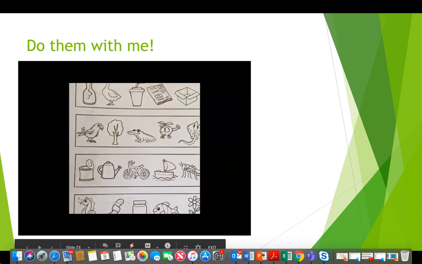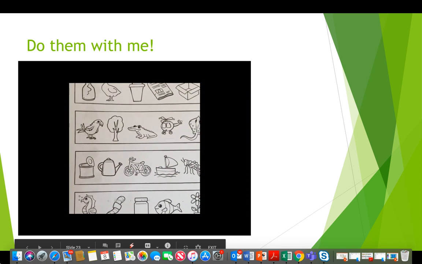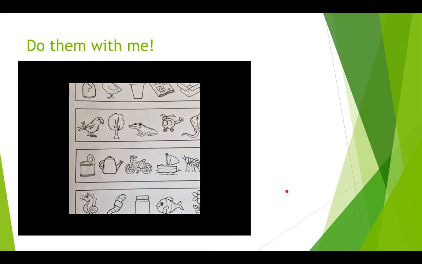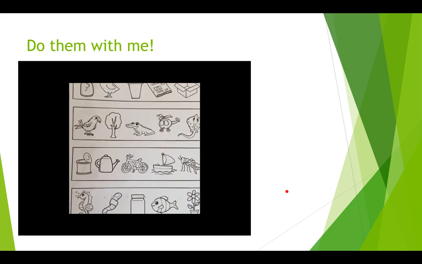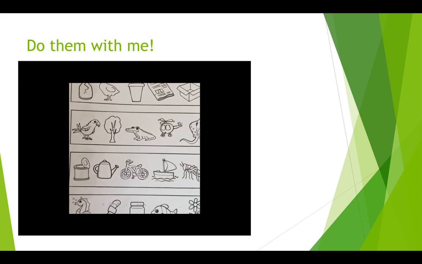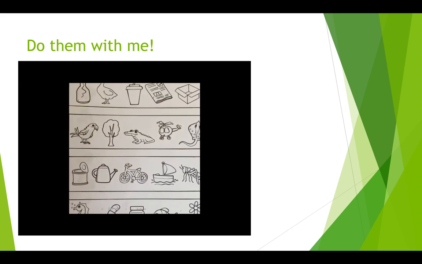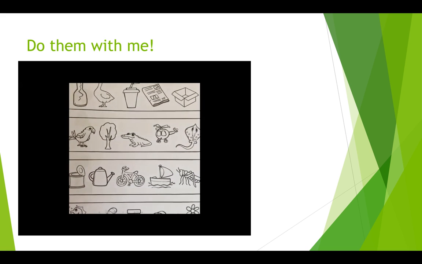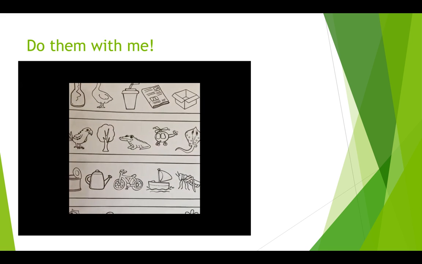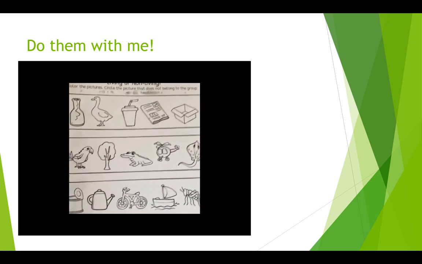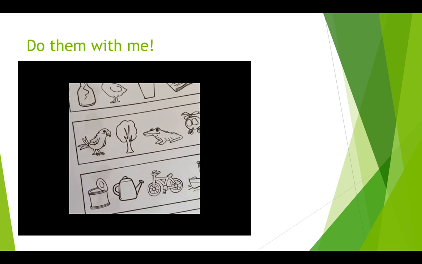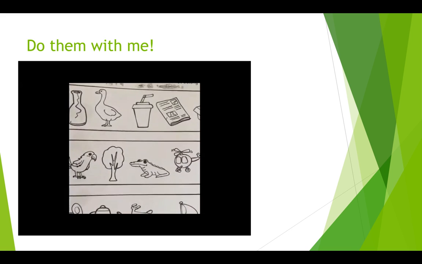All right, so now in science, we're going to do this sheet and it says living or non living things. Remember, living or non living things, that's what we're working with this week. And it says color the picture and or circle the picture that does not belong to each group. So we want to color and circle the picture that does not belong to each group. So now let's look at this group.